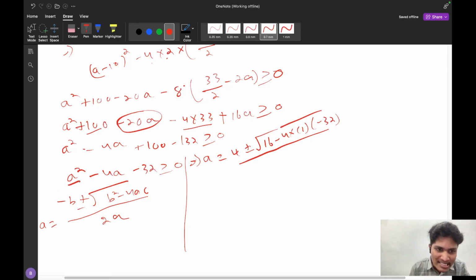Here it is not the same value a. You can take the capital value, capital A. This capital A is the coefficient of a here, that is a quadratic coefficient, that is 1. So here 2 into 1. Now we have to find the value.